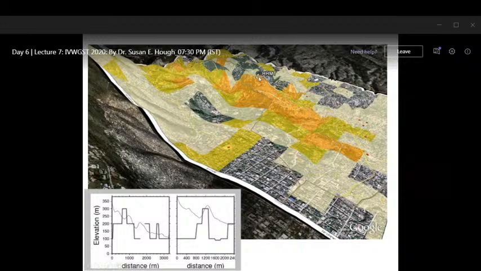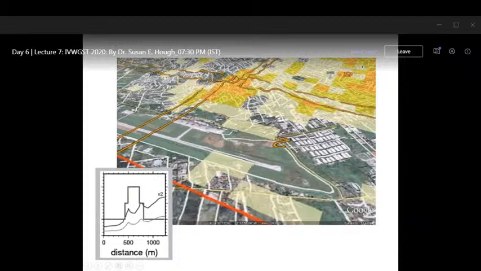And then I think I have another example. Yeah, so this is another part of the city. This is towards the airport, a little bit to the north. There are small hills here, and you can see again that the damage was concentrated right where you have that small-scale local topography.